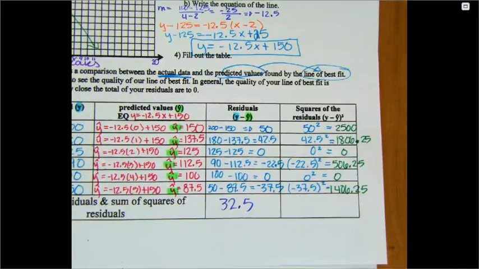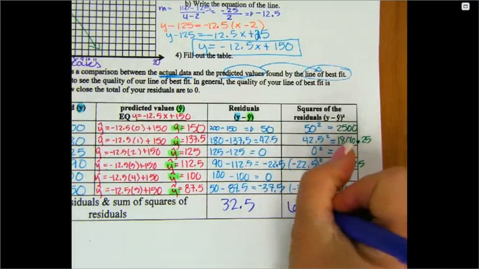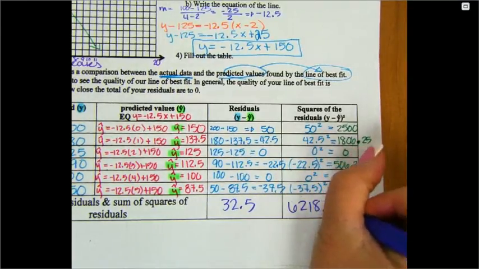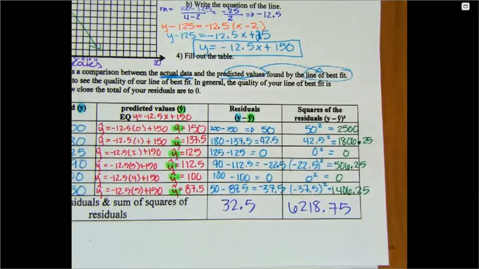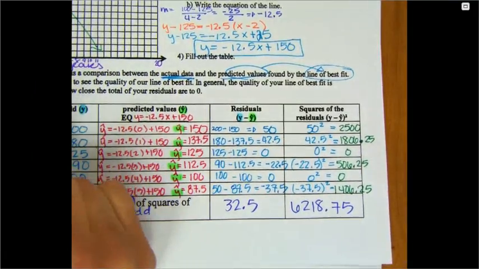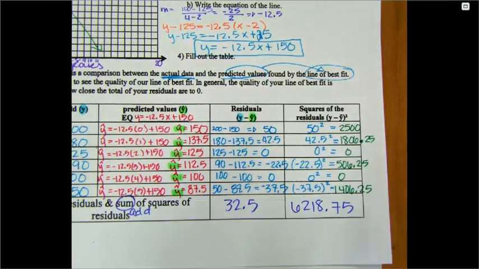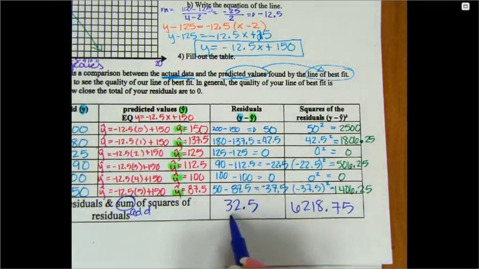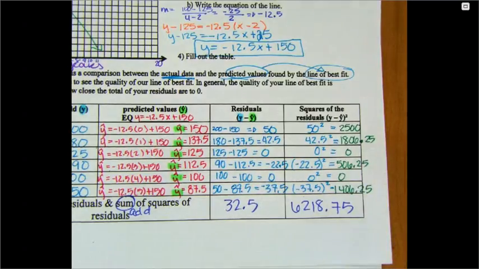Now if you ever take statistics your senior year, you'll do some of this stuff, but they do different types of equations. 6,218.75. That's 16. Yeah. So remember, sum means to do what? Add. And you want this number to be close to what? 0. So do we have a good line of best fit? It's okay, right? It's close to 0. It's not 100, because 100 would be kind of bad.